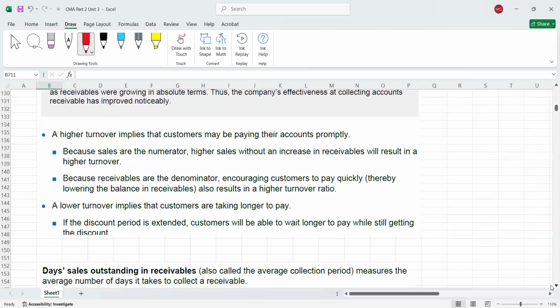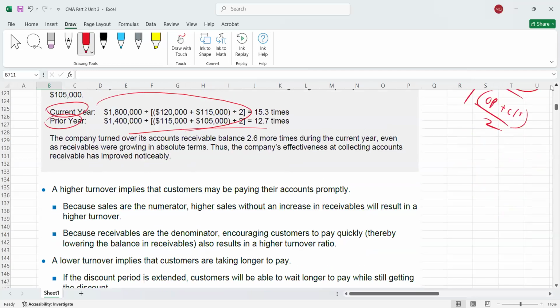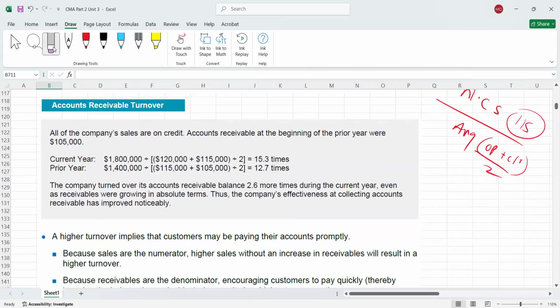Now we need to understand here. If you look at it first, we have calculated and got these answers. What answer did we get? In the current year, we got a turnover ratio of 15.3 times, and in the prior year it was 12.7 times. Tell me, has your turnover ratio improved or not? Yes, it has improved. Last year your receivables were converted into cash 12.7 times in the whole year, but this year your receivables are converted 15.3 times. So it's better; your ratio has improved compared to last year.